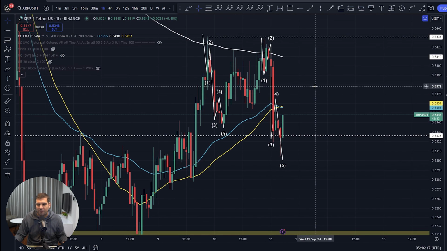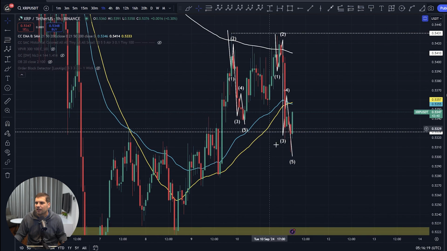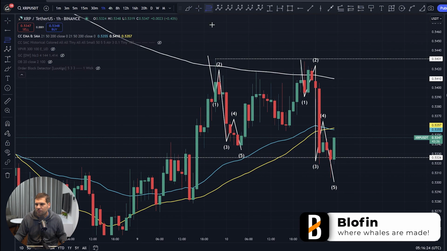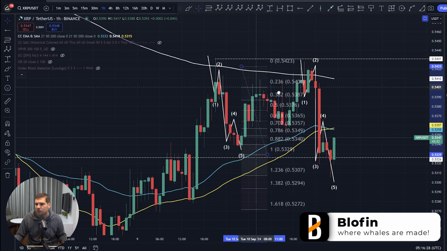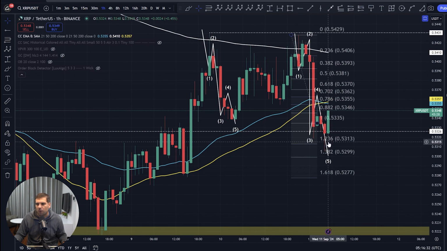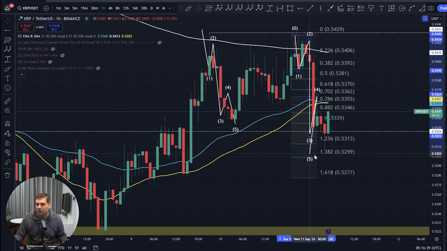And so the fear that we have to have with XRP right now is because of the depth of this structure, right? Typically, with the Fibonacci retracements, these patterns are going to sit within a specific range. And if we go ahead and put this on here, we should have finished above the 1.236 at 53.13 cents. But we didn't. We came down deeper towards the 1.382, and that was basically 52.99 cents.